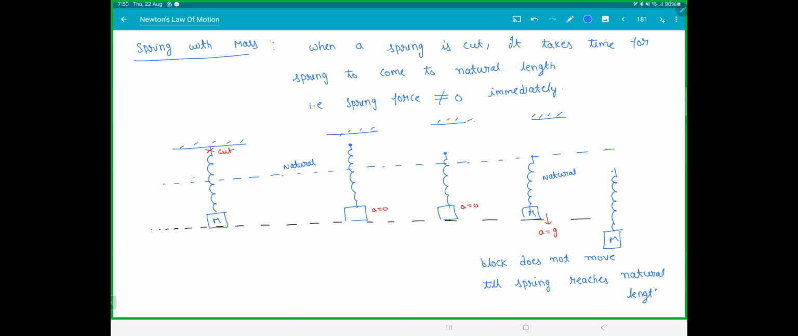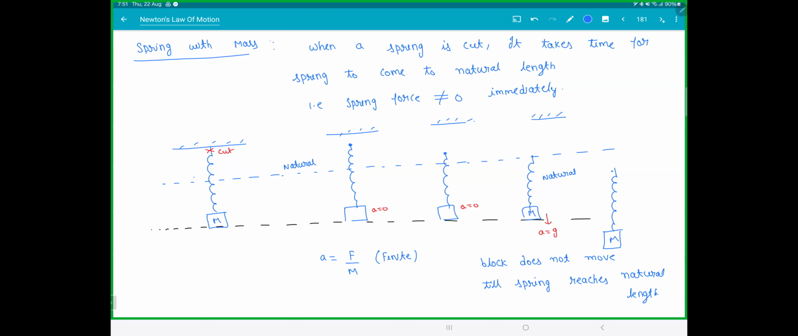The reason why this is taking time is the same logic. Acceleration will be force by m. M is not zero now. This is a finite value. This is not infinity. The time will be very small, but it is there.